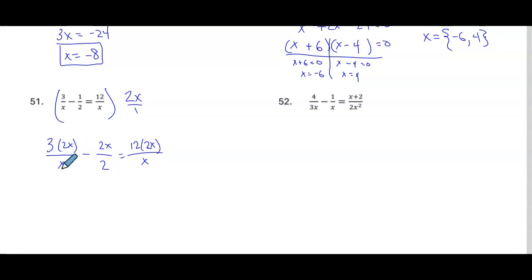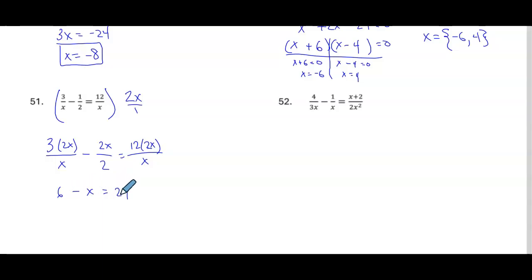Now let's do some reducing. On this first fraction, the x's will reduce, and 3 times 2 is 6. On the second fraction, the 2's reduce, and so I just get x. On the third fraction, the x's reduce again, and 12 times 2 is 24. So the goal here is that ultimately you get an equation with no fractions. That's the idea when you're doing this strategy.